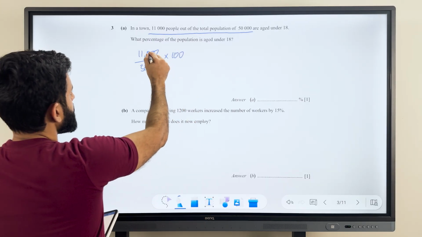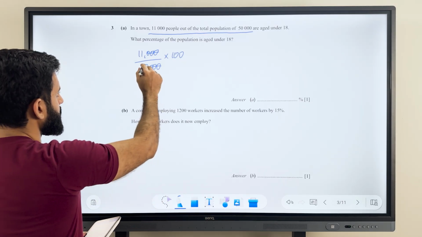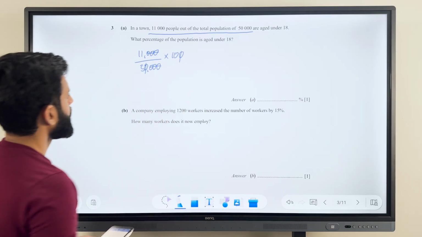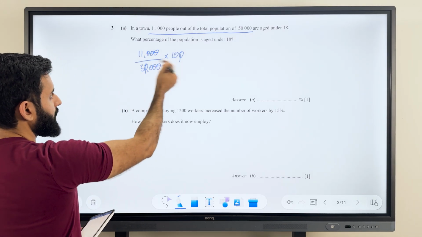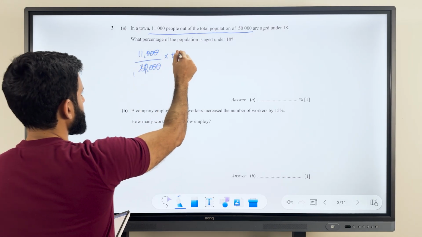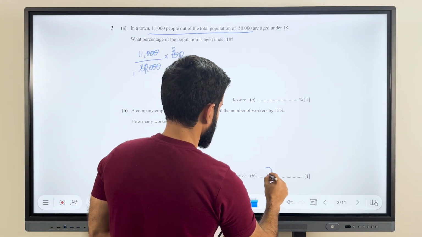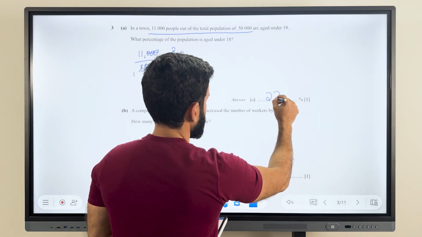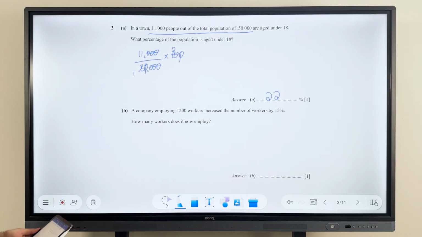Okay. So let's cross out these three zeros with these three zeros. Let's cross out this with this. Let's see if we can simplify it further. So 11 and 5 cannot be simplified, but 10 and 5 can be simplified. So 5 1s are 5, 5 2s are 10, 11 times 2, that's equal to 22%. See if that's the correct answer. Yep, that is the correct answer.